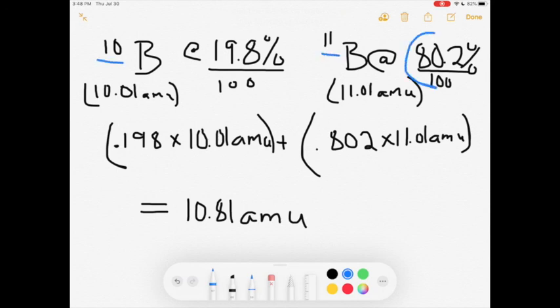Again, it should be in between 10 and 11. And since 11 has a higher percent abundance, it should be closer to 11, and it is, right? So again, that's a really great way to check and make sure you did it right.